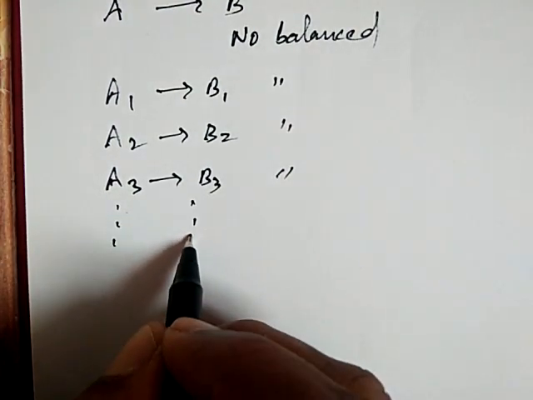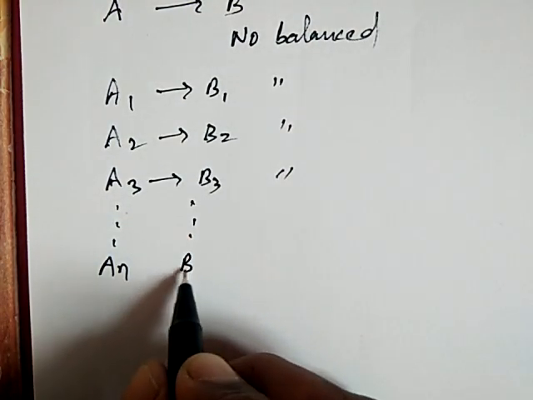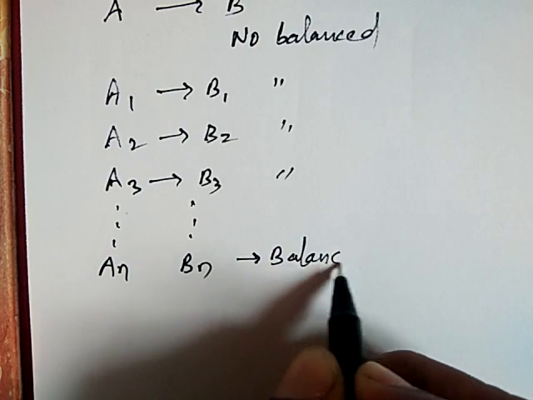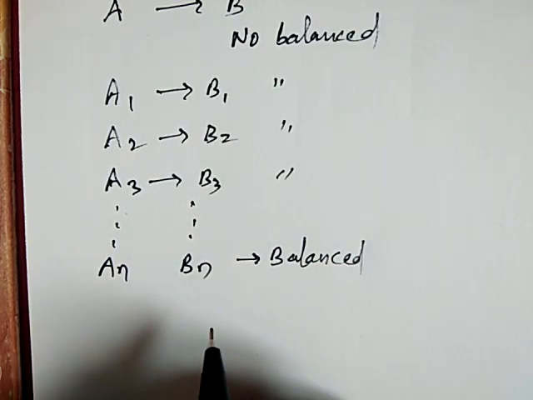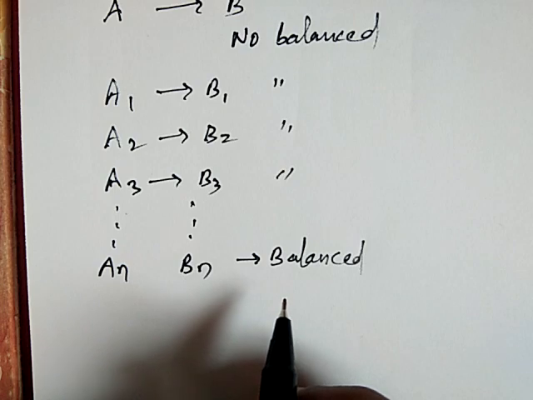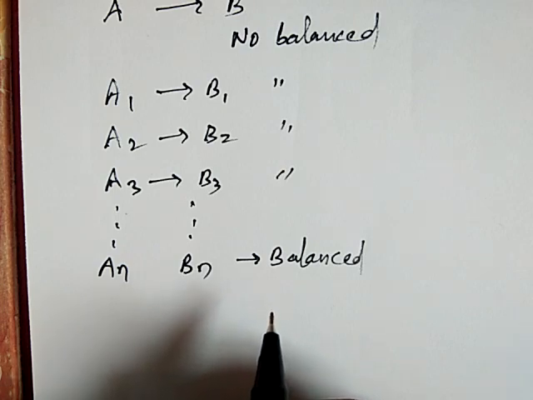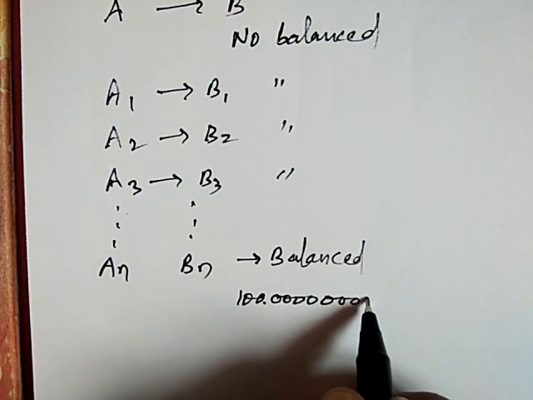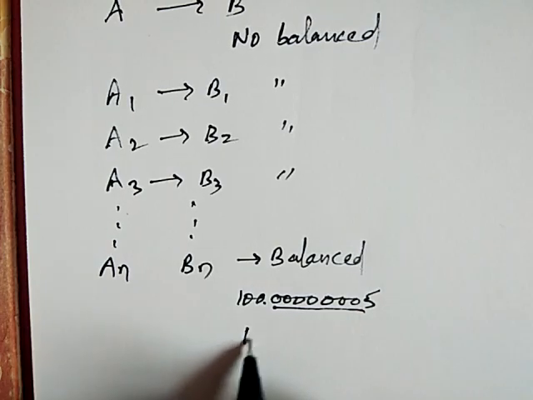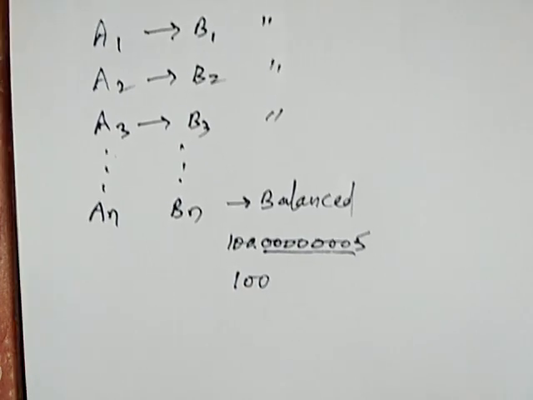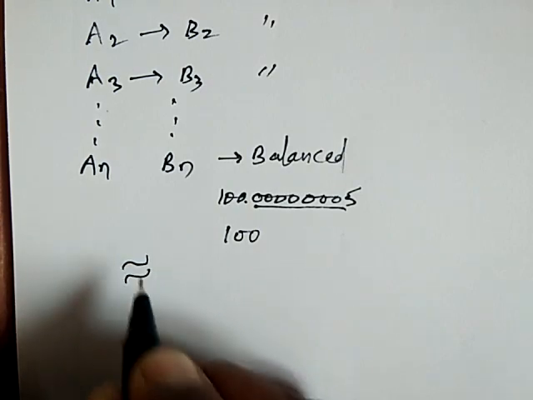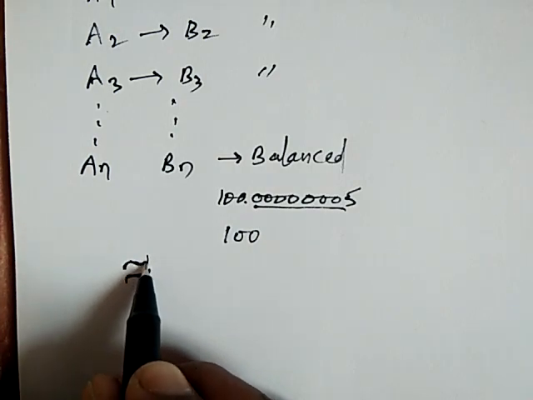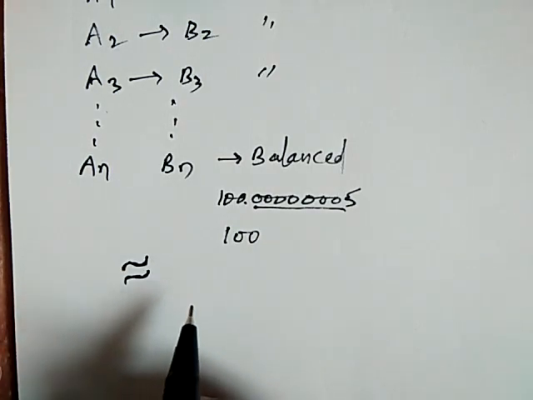Somewhere with n strips you can calculate the area, and then it is balanced. With more strips there will be less error, but it will be negligible. Suppose I write 100.0000000000005, then you can neglect that and write 100. So the area you calculate will be approximately nearly equal to the given value.